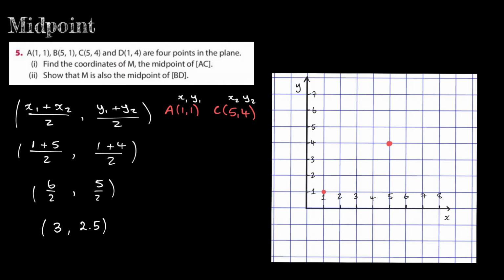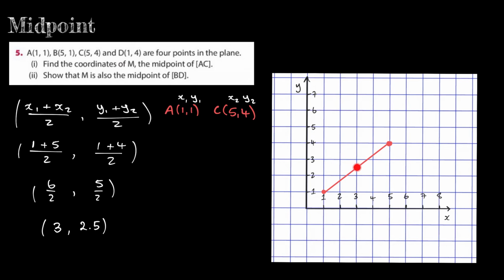okay, let me just try that one last time. So it's gone from here to here, and what I've calculated the midpoint to be is 3 and 2.5. So 3 and 2.5, which is here, because it's 3 on my x-axis and 2.5 on the y. So that's the midpoint.